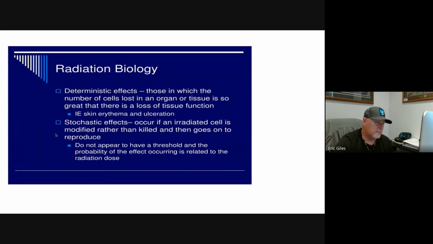So we already talked about deterministic effects, those in which the number of cells lost in an organ or tissue is so great that there is a loss of tissue function, i.e. skin erythema or ulceration. Stochastic effects occur when an irradiated cell is modified rather than killed, and I talked a little bit about this, and then goes on to reproduce. Okay, that's where it gets dangerous.